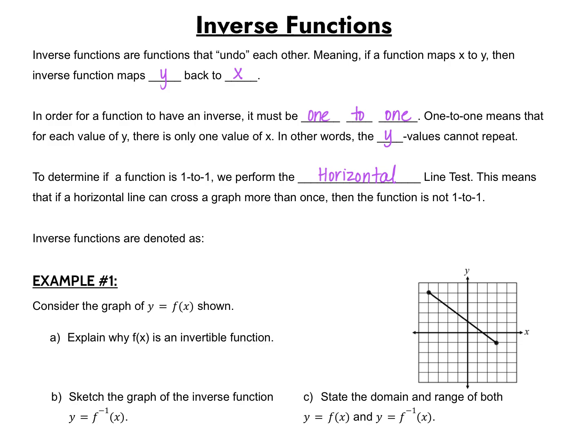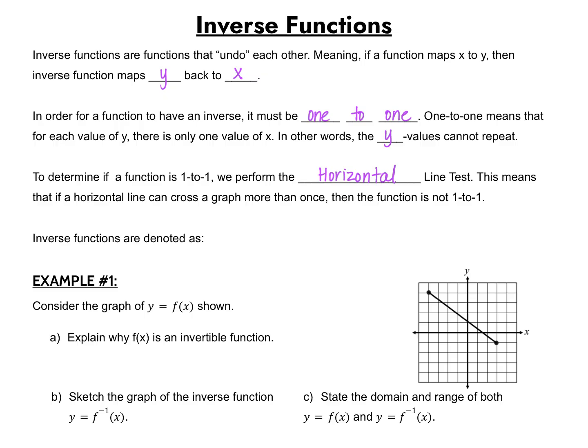Please do not get this confused with the vertical line test. The vertical line test is what we use to determine if a relation is indeed a function or not. And the vertical line test states that if you draw a vertical line, it should only touch the graph once. Otherwise, it is not a function. So please do not confuse the horizontal line test with the vertical line test.